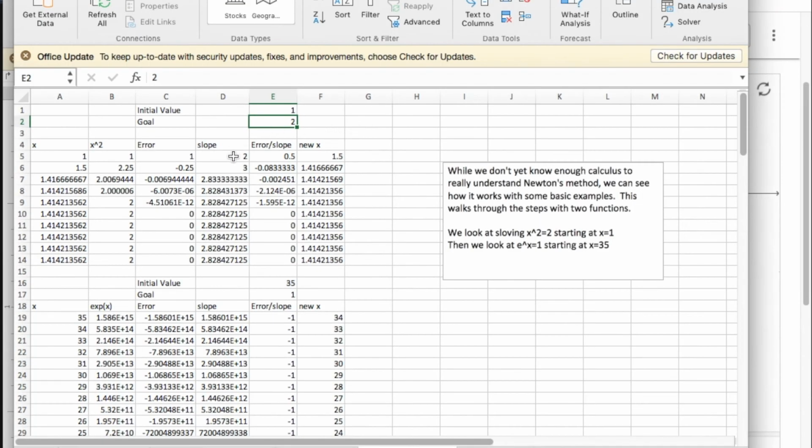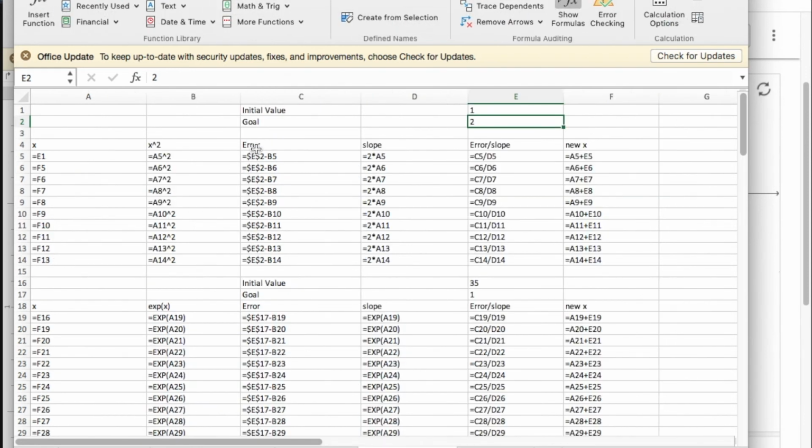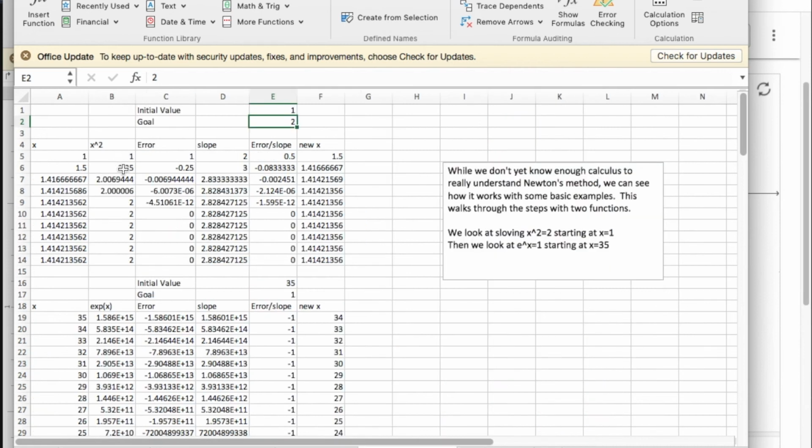When I do it with a spreadsheet, I have my formulas all set up so that I have an error, a slope, the error divided by the slope, and that gives me a new x, and I just keep repeating that process. So if I start at 1, I'm going to get something that Excel can't tell the difference between it and the square root of 2 after only 4 steps. If I had taken a different starting point, say I had started at 5, it may take me more steps to get there, but again, I'm going to get back to the same answer. I just keep drawing a tangent line and connecting with that.